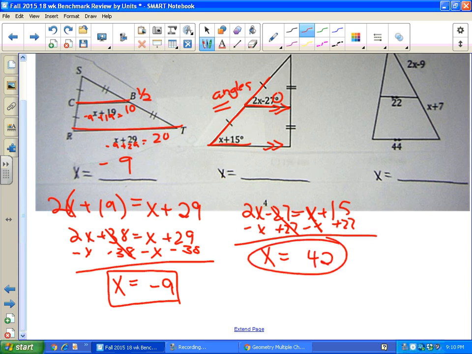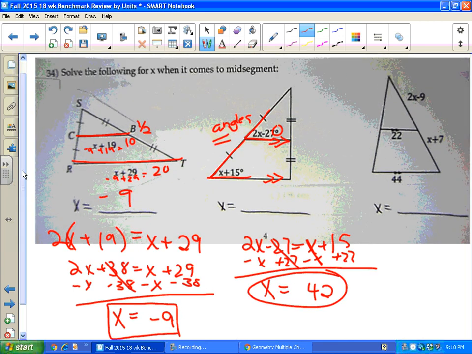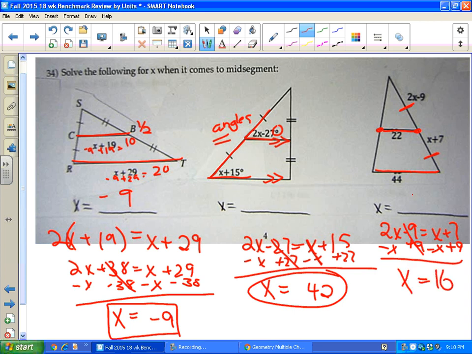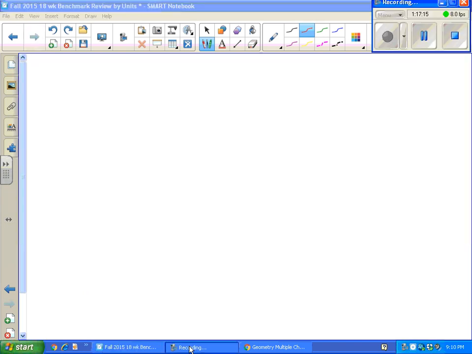And the last one. If the mid-segment is 22, half of 44, and it is, then this is in the middle. And then the way I can prove it is that that side and that side should be the same. So the 2x minus 9 side should be equal to the x plus 7 side. So when you add 9 and subtract x, I get x is equal to 16. All right. That was 42. I believe that is the last one. And we are completed.